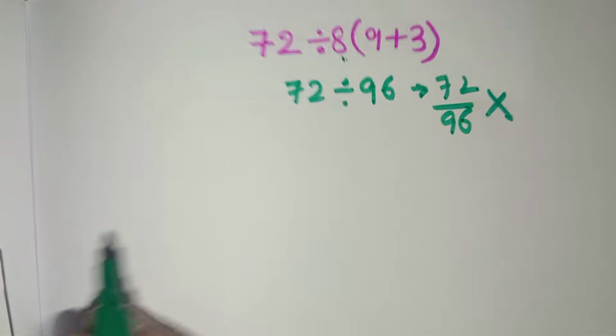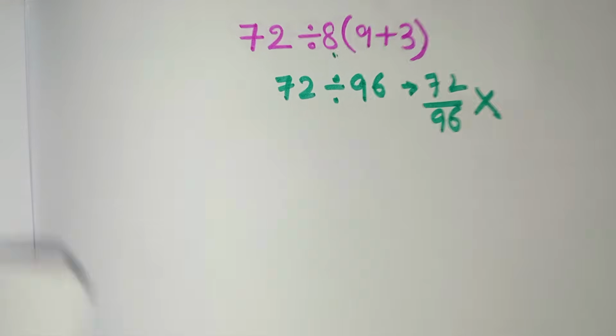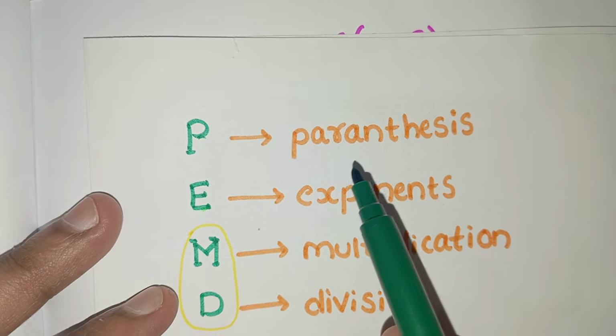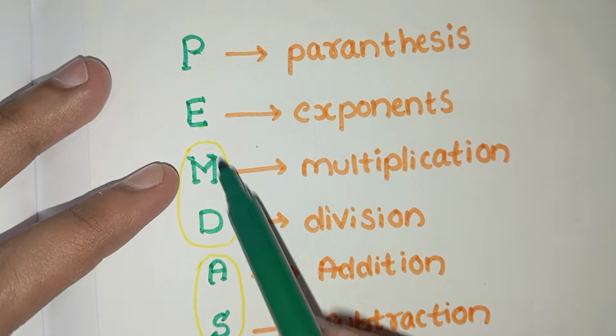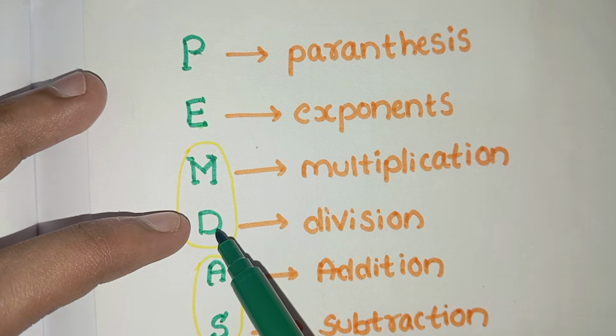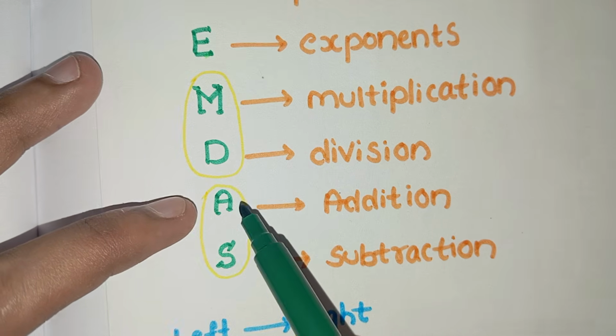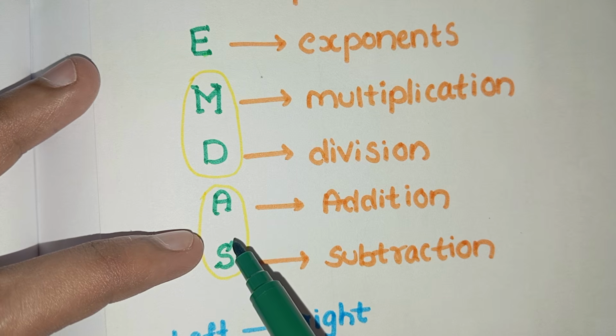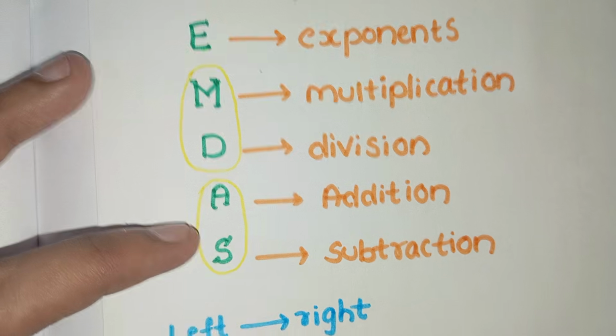But this is wrong. First we have to follow the PEMDAS rules. First we have to proceed with parentheses, next with exponents, next with multiplication and division. Both have equal priority, so we go from left to right in these two cases. Then addition and subtraction. These two also have equal priority. So we will solve the equation from left side to right side.